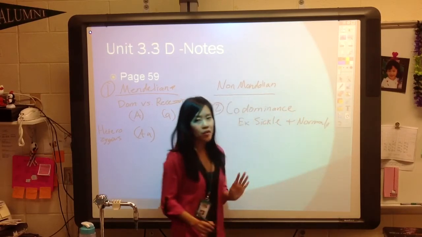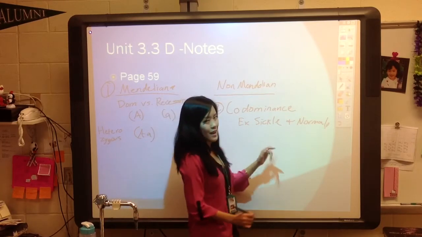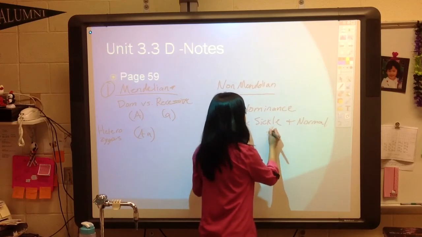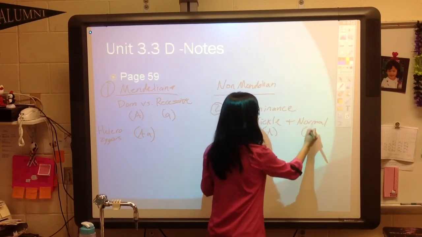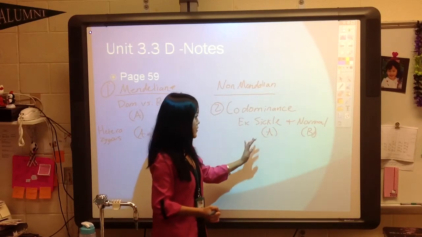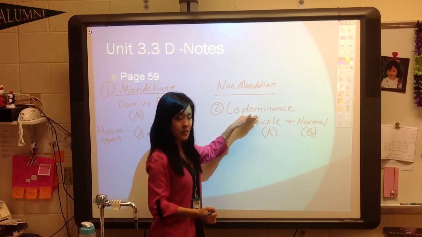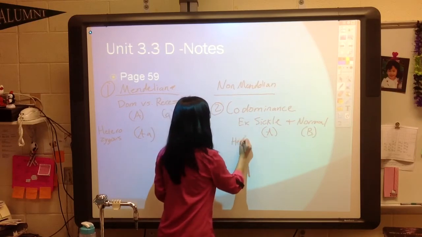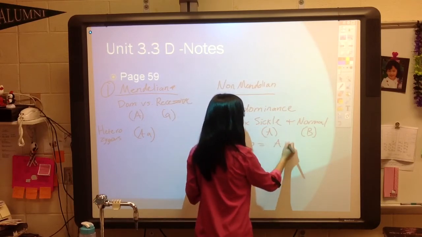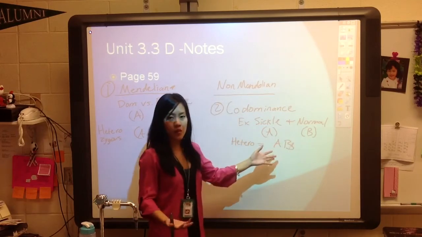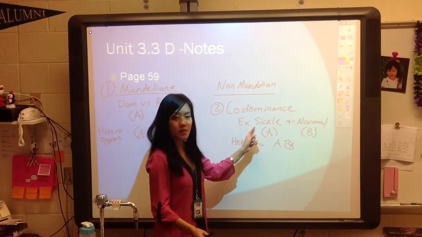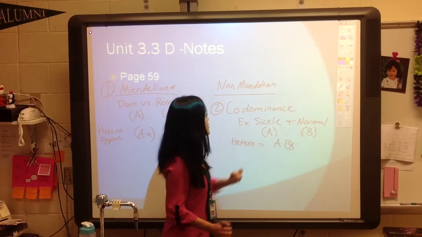You would use two different letters to represent this. In our notes, we had S and N for sickle and normal. But you could also use any other letters you wanted to, like a capital A and a capital B. They do have to be capital letters because those represent dominant alleles. In your heterozygote, you'd have big A and big B. And what is your phenotype? What type of cells would you have? Well, you'd have sickle cells and normal cells.